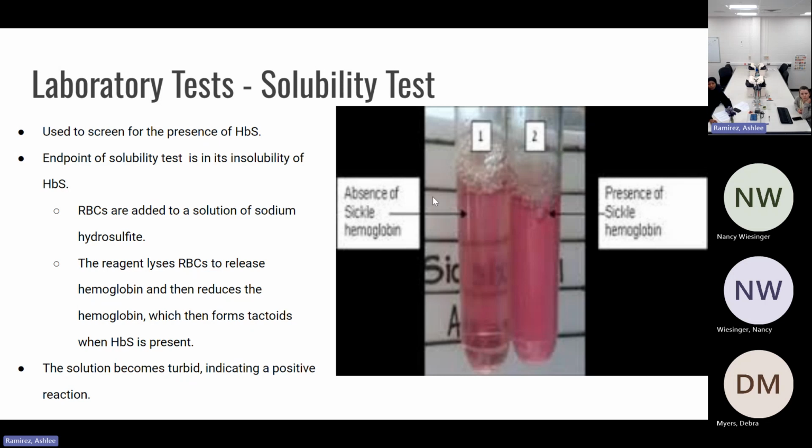And here you can see the first tube. This is a negative reaction. There's an absence of the sickle hemoglobin, and tube 2 is turbid, and it shows the presence of the sickle hemoglobin.